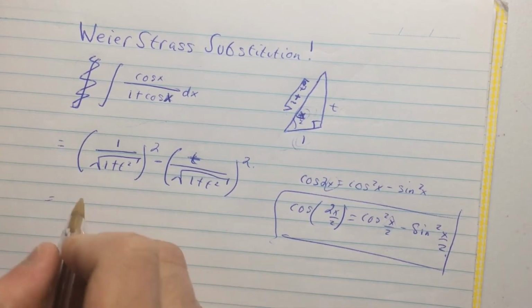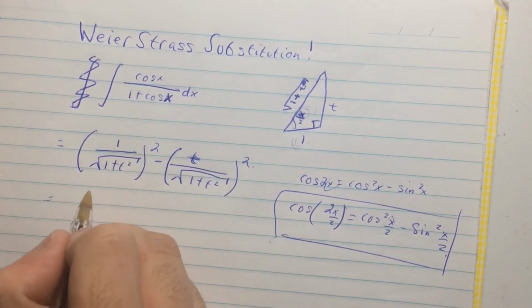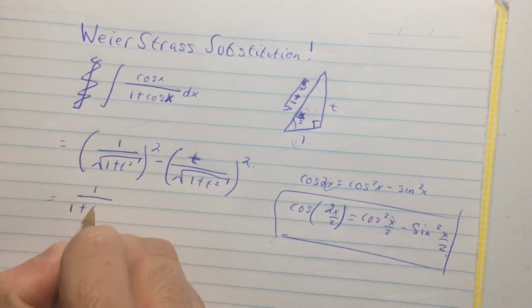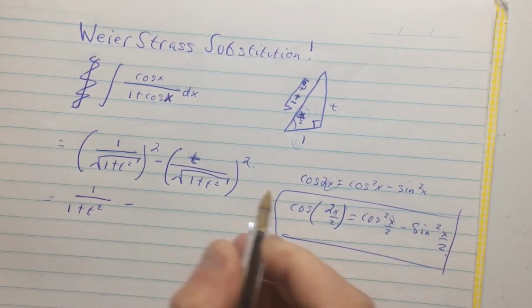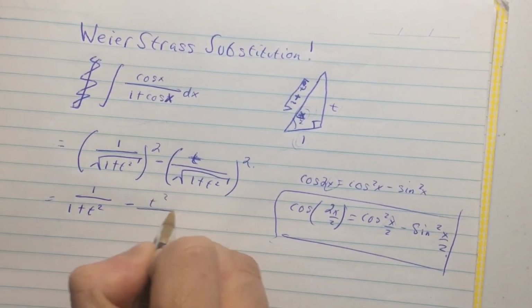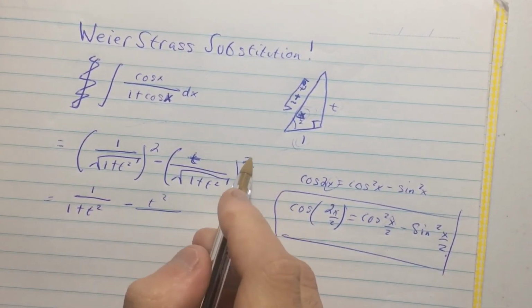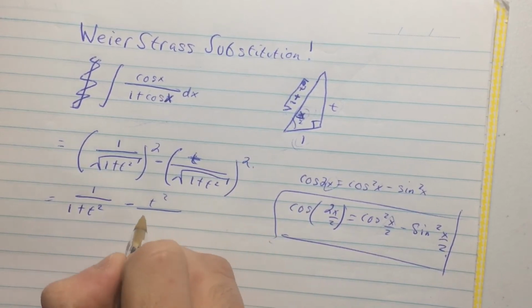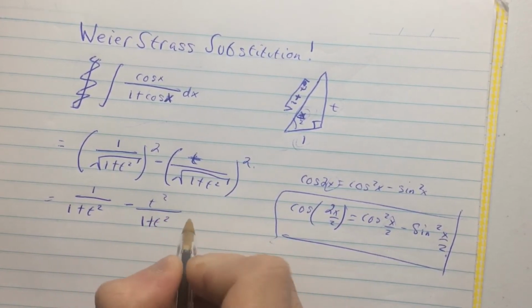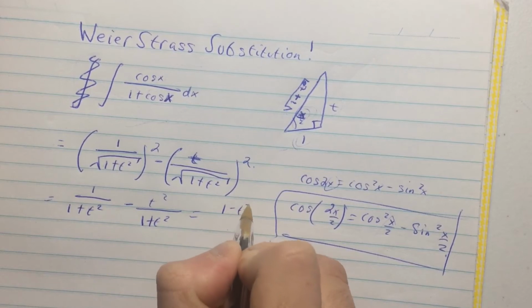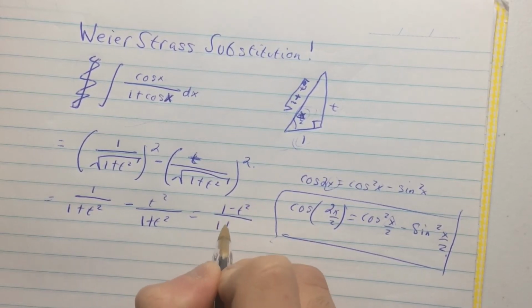And how do you solve that? Well, 1 squared is 1, and that's 1 over 1 plus t squared. And that's minus, well, t squared over, well, if you apply the squared value to the denominator, that's just 1 plus t squared as well. Which means that this is just 1 minus t squared over 1 plus t squared.